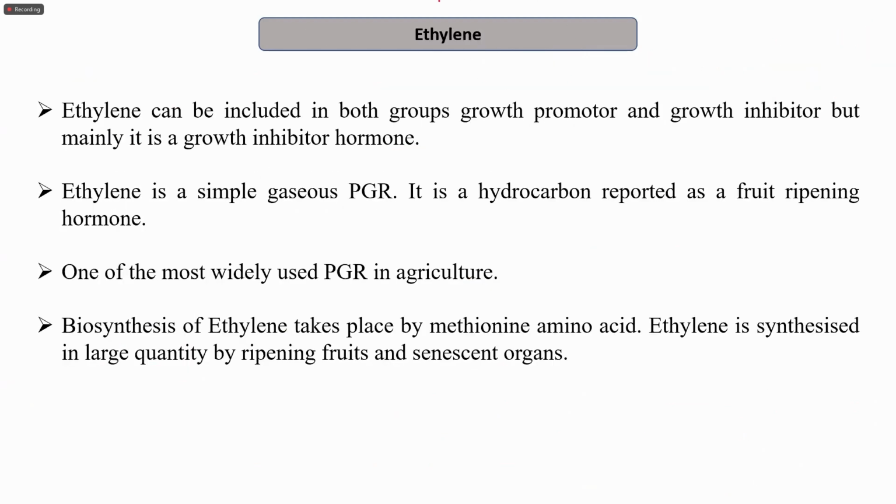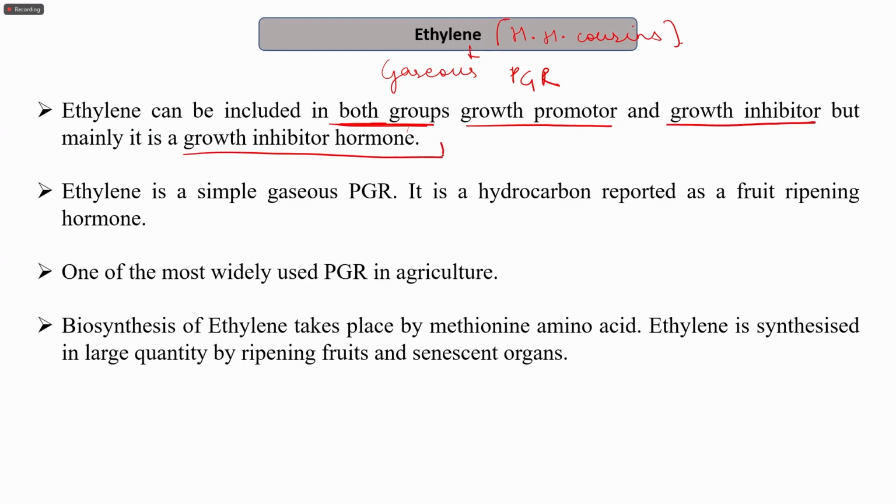The next one is ethylene. We know that ethylene is one of the gaseous plant growth regulators. It is the gaseous plant growth regulator which was discovered firstly by H. Cousin. So ethylene can be included in both the groups as I mentioned. It can sometimes act as a growth promoter as well as growth inhibitor. But mainly it is a growth inhibitor hormone.